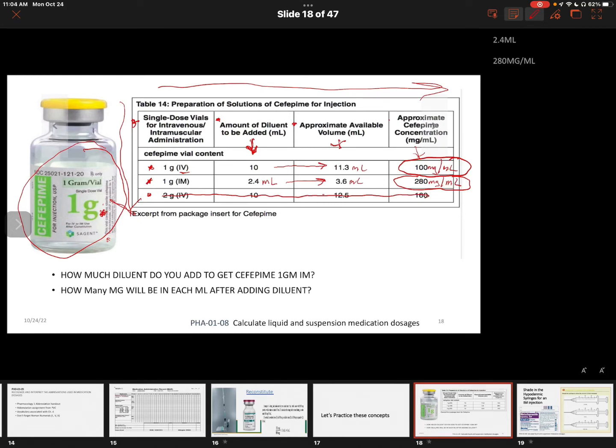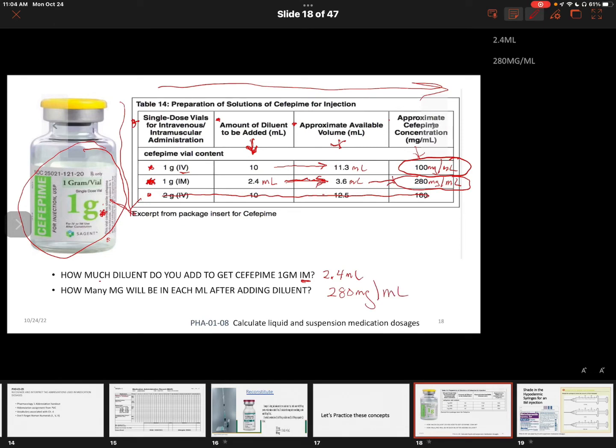Now the questions are, how much diluent do you add to get cefepime 1 gram IM? If I go back up here to this 1 gram IM, it tells me that I would end up adding 2.4 milliliters diluent. How many milligrams will be in each milliliter after adding diluent? Well, remember, we looked at this, and at the end it said there is 280 milligrams per milliliter.